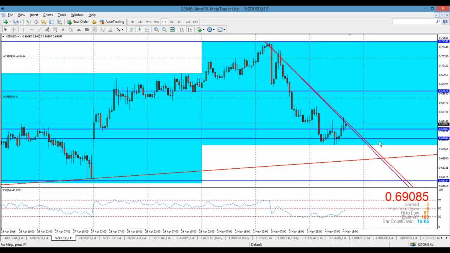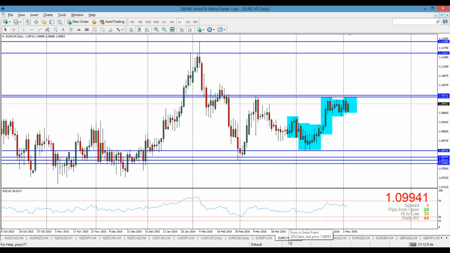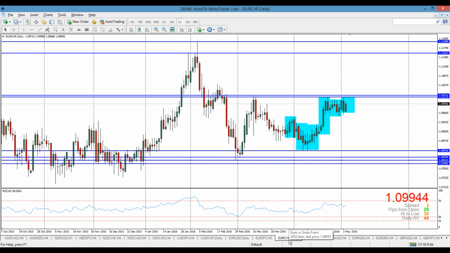So I think the trade that you'll look out for is the Euro Swiss, and let's hope that we will see a good reaction, and if it's a good reaction, we should be able to see a very good movement. I don't trade precious metals, so unfortunately I can't show you that.